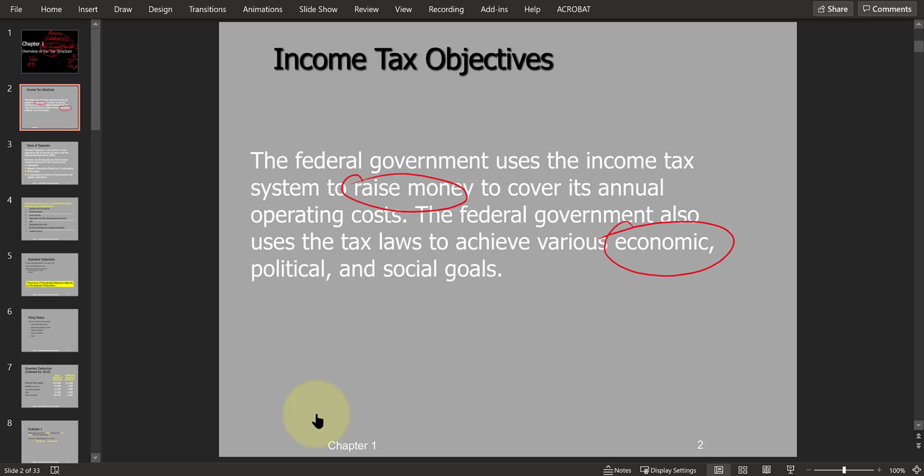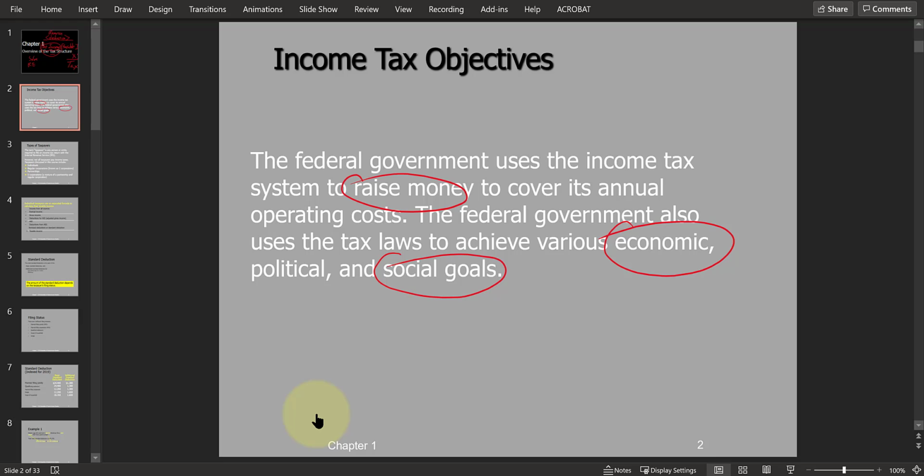Or maybe we want to have some type of effect on society to make sure people are treated well, that charities are funded, that education is promoted. And all of this can be done by making certain tax rules that are favorable in people's behaviors to motivate them to do certain things we want them to do. And really that's the main reason why the income tax system in our country is so complicated. And that's why you're taking this class.